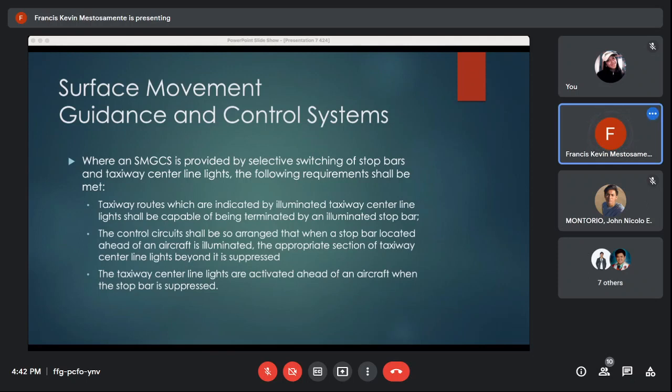So nagkakaroon tayo ng or nag-install na ng SMGCS system in case nga pag dumadami yung volume ng traffic on the specific airport, dumadami yung traffic density and tumataas yung complexity ng ating aerodrome. So papasok tayo ng SMGCS. On the next slide, we'll take a look on the SMGCS. I think I have an example picture of this para magkaroon tayo ng better understanding with this system.